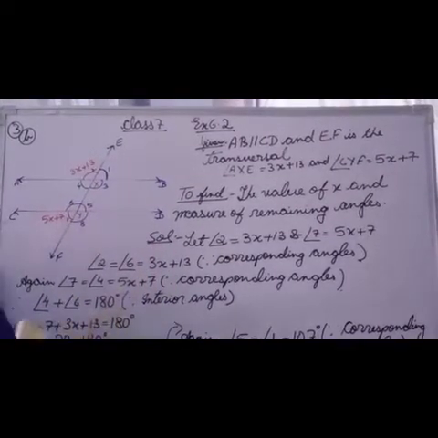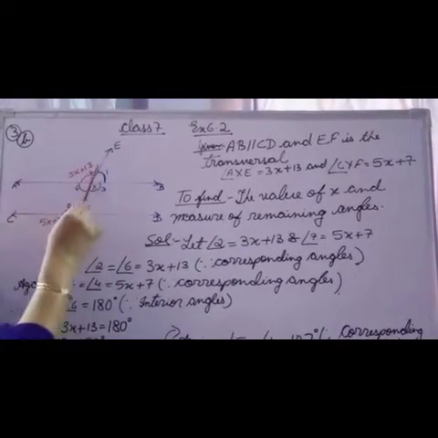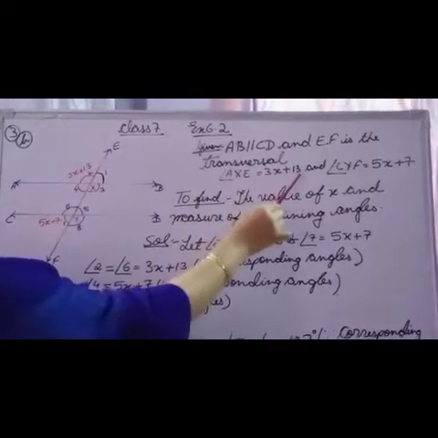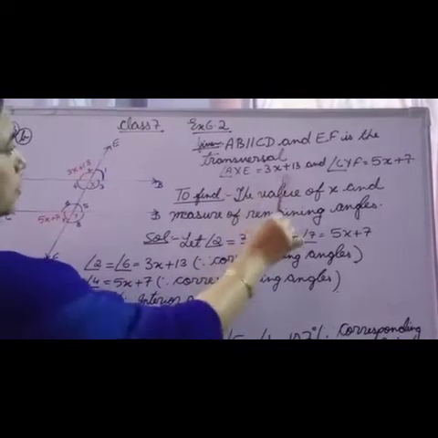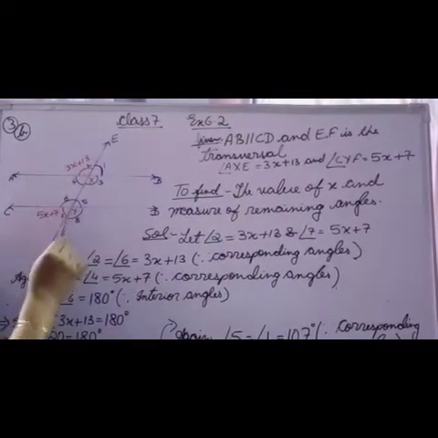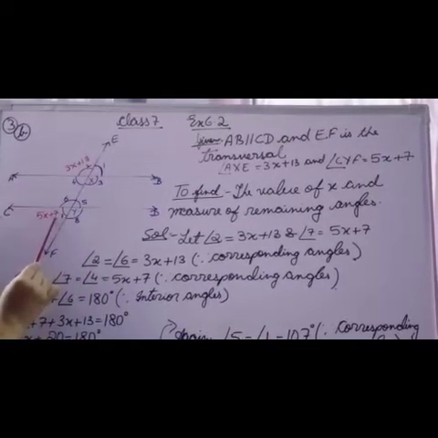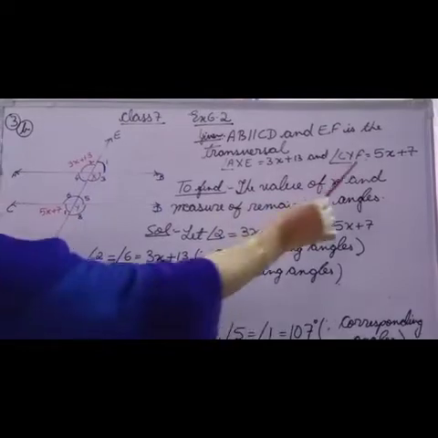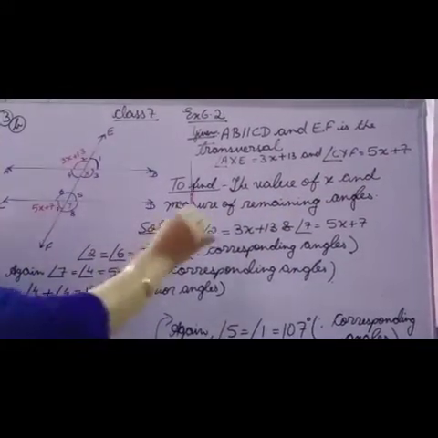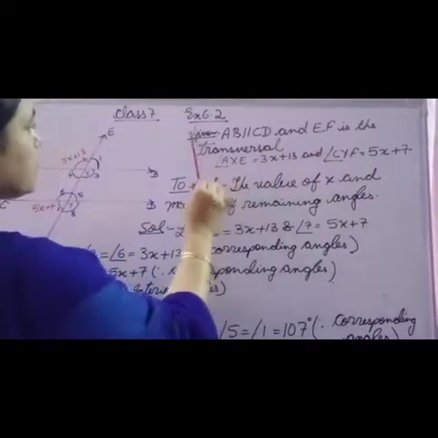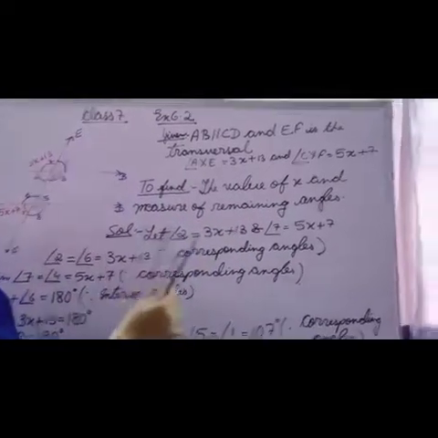Now we start the sum. Now this angle is already given to us. Angle AXE is equals to 3x plus 13. This is given to us, so I have written here in the given section. Again, angle CYF, this angle is equals to 5x plus 7. This is also given to us, so I have mentioned here, and this will help us for the sum. Whatever is given, I have written everything in the section given. Then I have also written what has to be found out. Now let us start the sum.